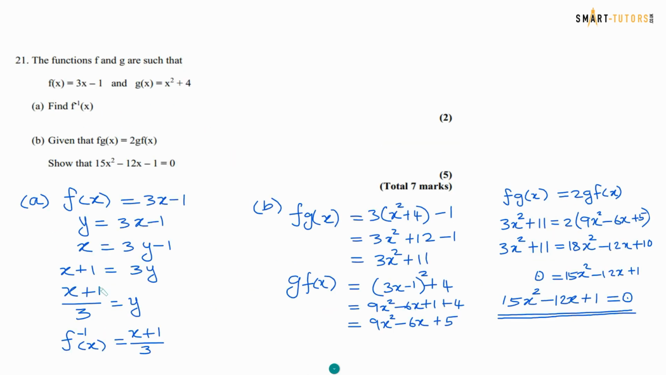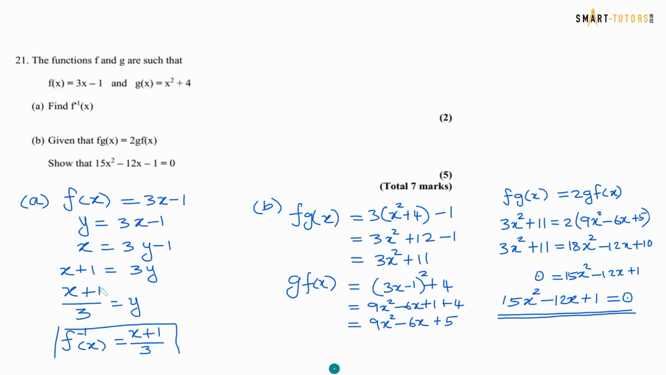Question number 21 is on functions. The functions f and g are such that f(x) equals 3x minus 1, g(x) is x squared plus 4. They're asking for the inverse function, f inverse. So you substitute f(x) with y equals 3x minus 1. Swap the letters, y changes to x and x changes to y. So x equals 3y minus 1. Make y the subject. So y equals (x plus 1) over 3. That is the answer for f inverse.